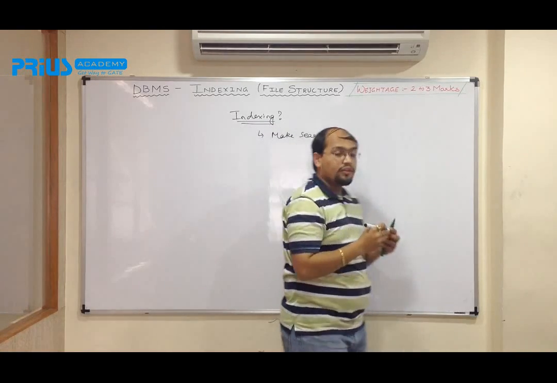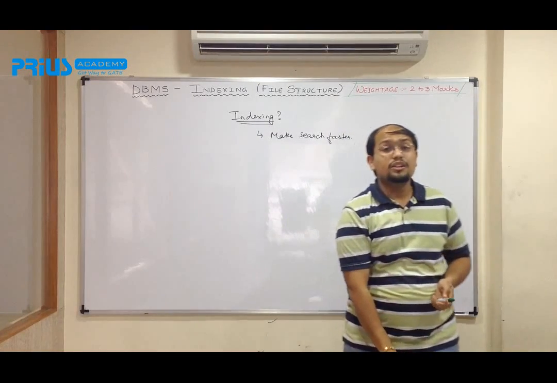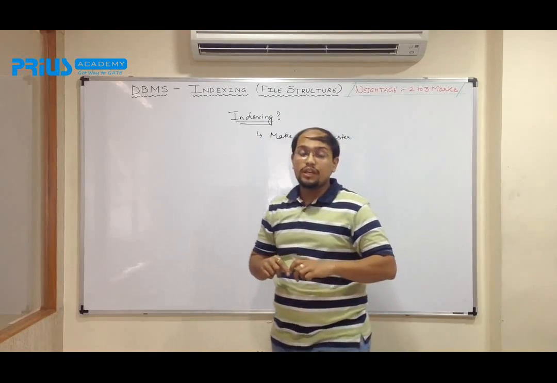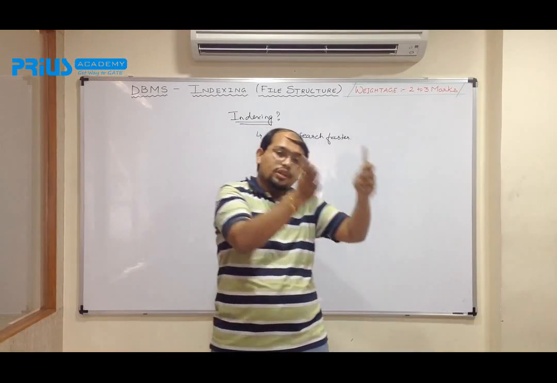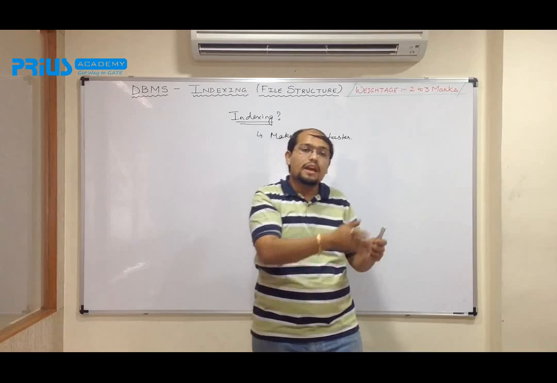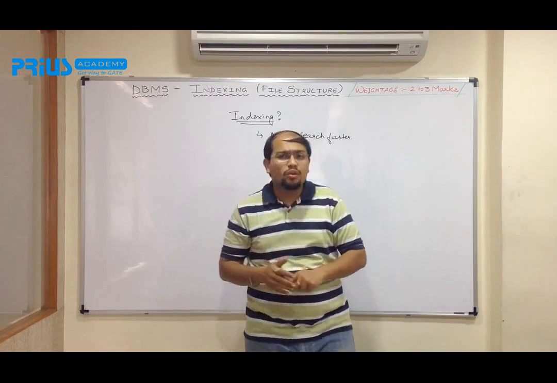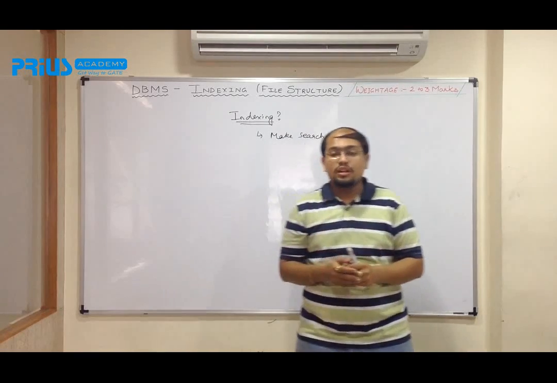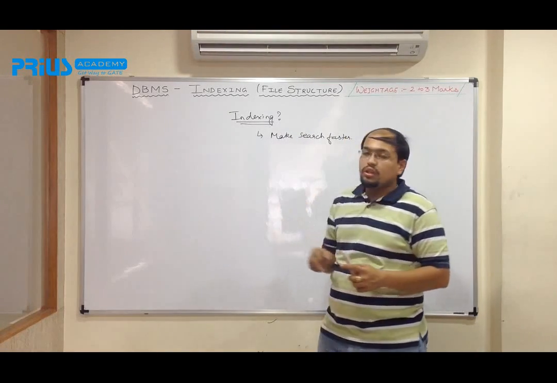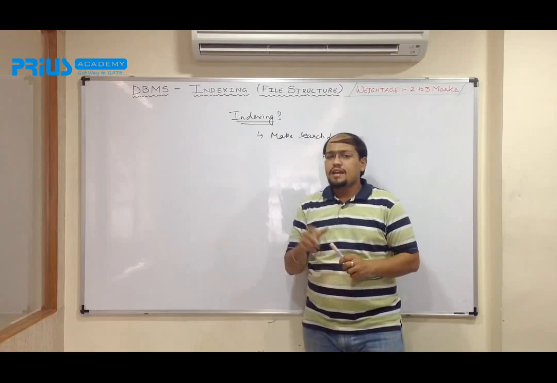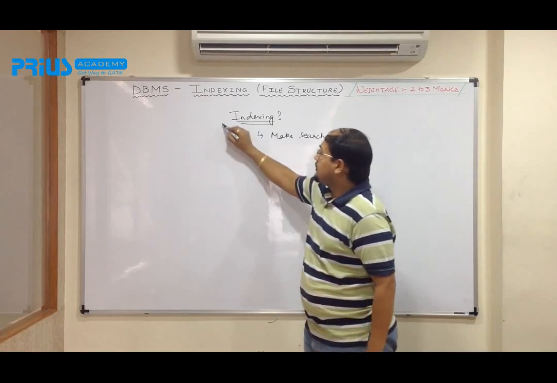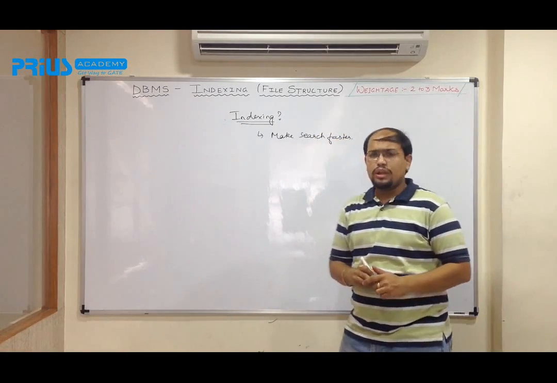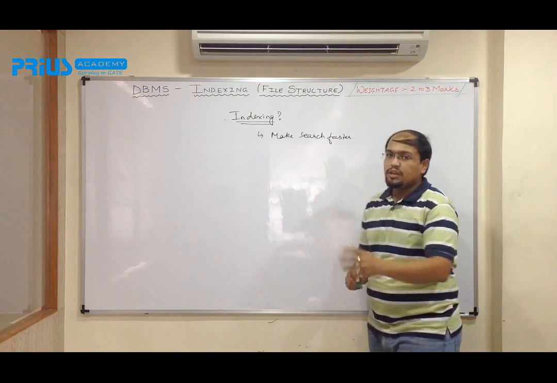Now assume you have 100 records and you are performing a linear search on it. What time will it require? 100 records are loaded into main memory, then you search them, and then you unload those 100 records. That means almost 200 accesses are consumed. But if I want to make the search faster, I need to think of something else, and that is indexing. Indexing is what will make your search faster.